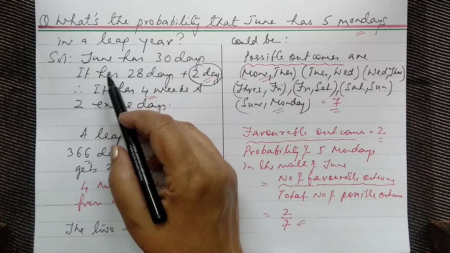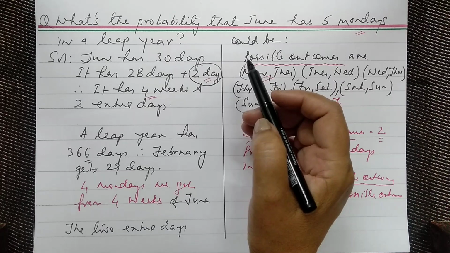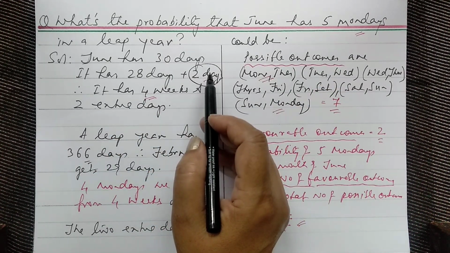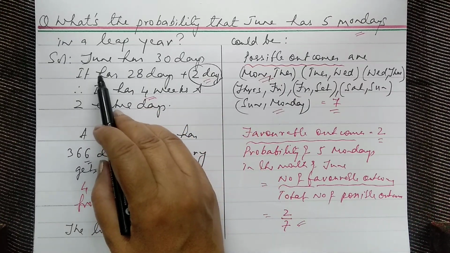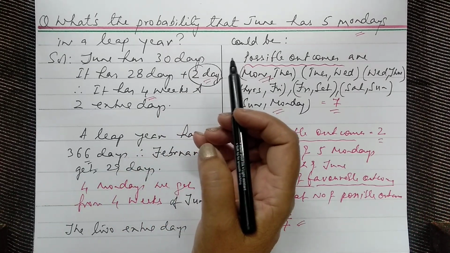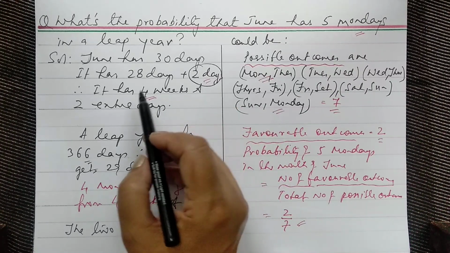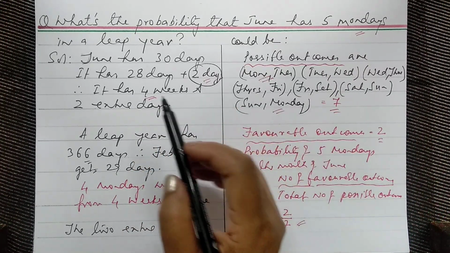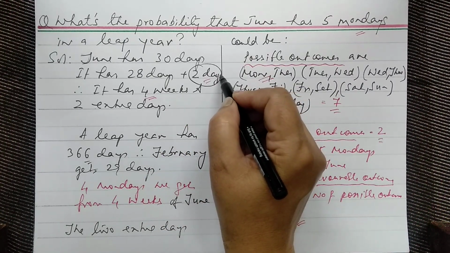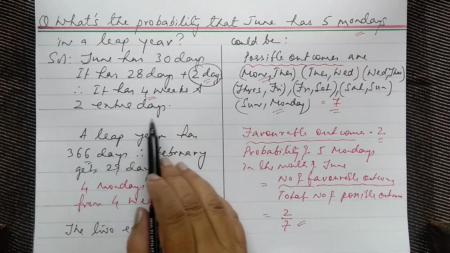What about June? Any 30-day month, regardless of the name, this is June, so we are doing June, as it is put in the question. Any 30 days would provide us 28 days plus 2 extra days. Am I right? So it has properly 4 weeks and 2 extra days.